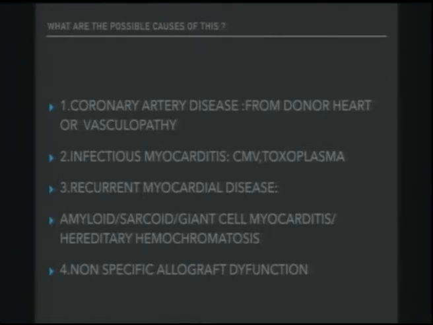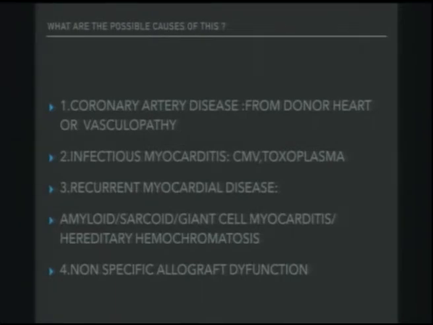new onset vasculopathy. It could be from infectious myocarditis, commonly described as CMV and toxoplasma. It could be from recurrent myocardial disease, for which the original transplant was done: amyloid, sarcoid, giant cell myocarditis, hereditary hemochromatosis, and non-specific allograft dysfunction.